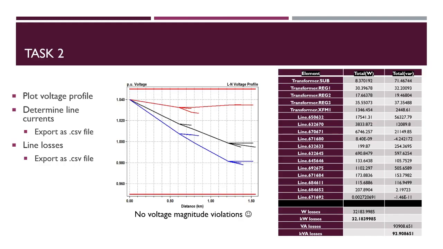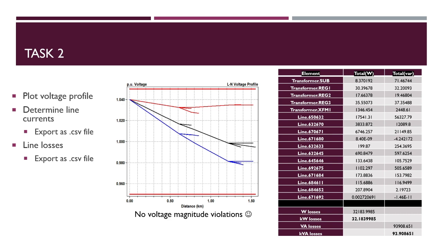Task 2 is where things got a little more interesting. Here's where I plotted the voltage profile straight through OpenDSS. You'll notice that the top red line and the bottom red line correspond to 1.05 and 0.95 per unit voltage, respectively. And here there are no voltage magnitude violations. The peak voltage is at 1.04 and the lower voltage is around 0.97 pu.